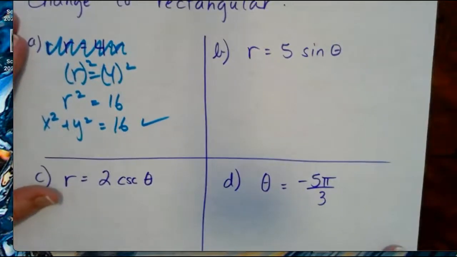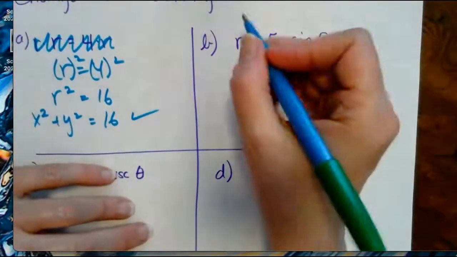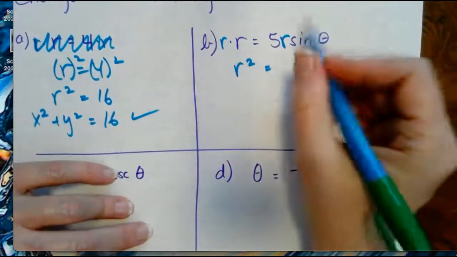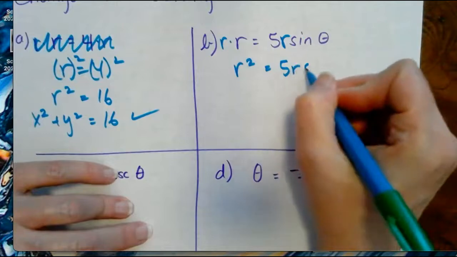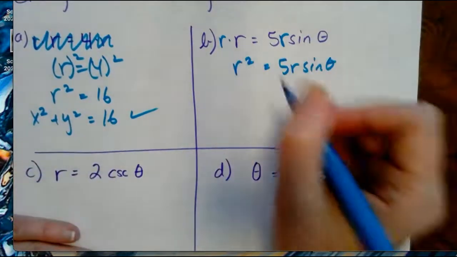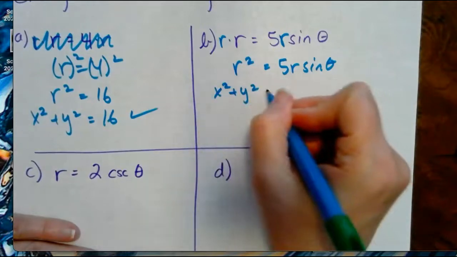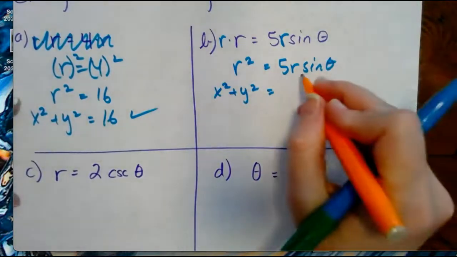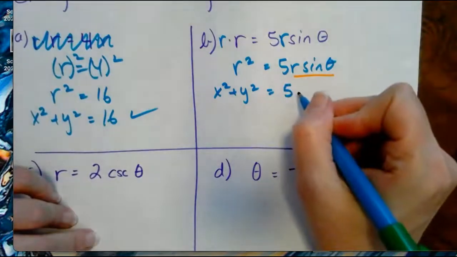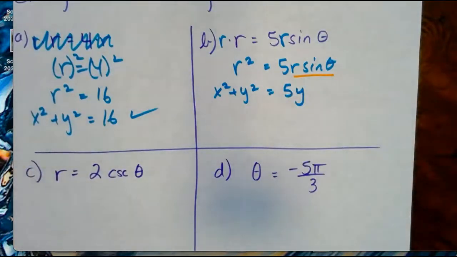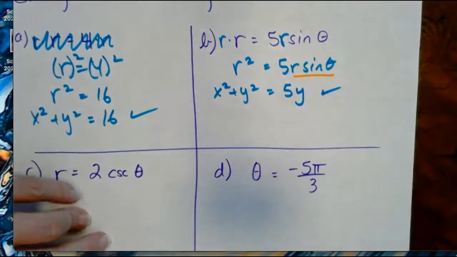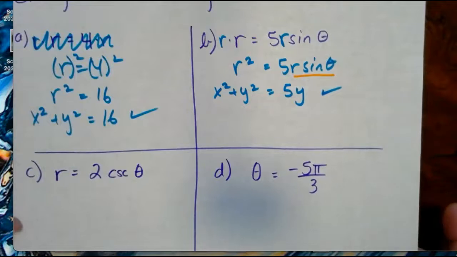And letter B, here we go. Here is where we want to multiply both sides by r. R squared equals 5r sine theta. And now we're going to do a substitution for the r squared, which is x squared plus y squared. And of course, r sine theta is equal to y, so this is y. Now, you can go further from here and complete the square, but honestly, ladies and gentlemen, I'm going to be thrilled if you make it that far.